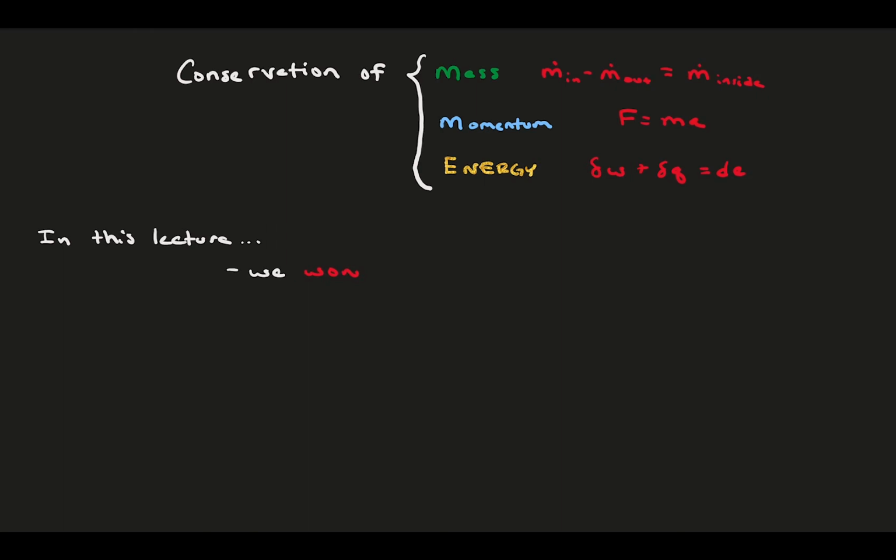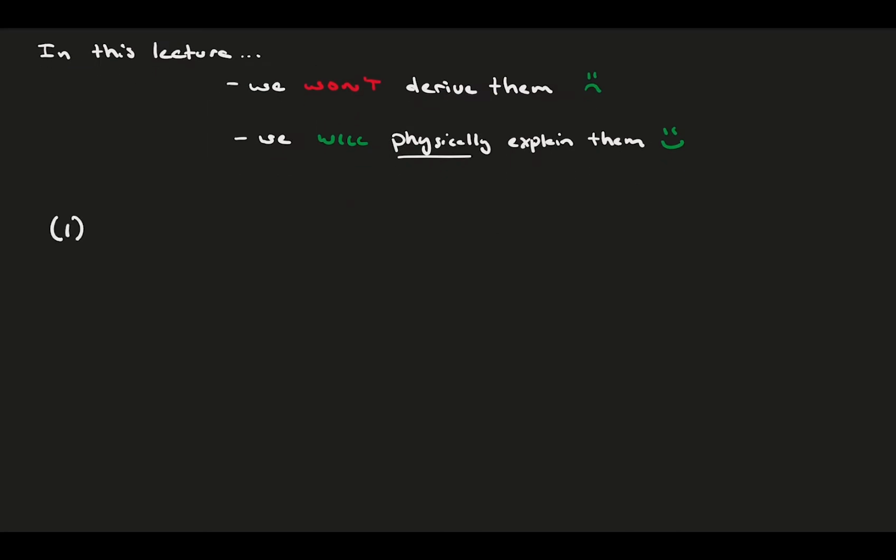In this video, we won't derive these equations. Derivations of the equations are easy to find online and in books in all forms, whether they're derived in differential form or integral form. Here, we're going to take a physical perspective. It's my goal at the end of the video that you have a physical grasp over what each term in each equation is. First up, we have the conservation of mass.